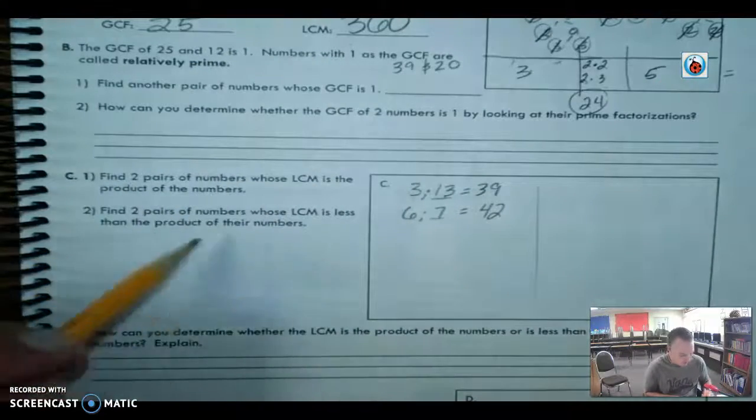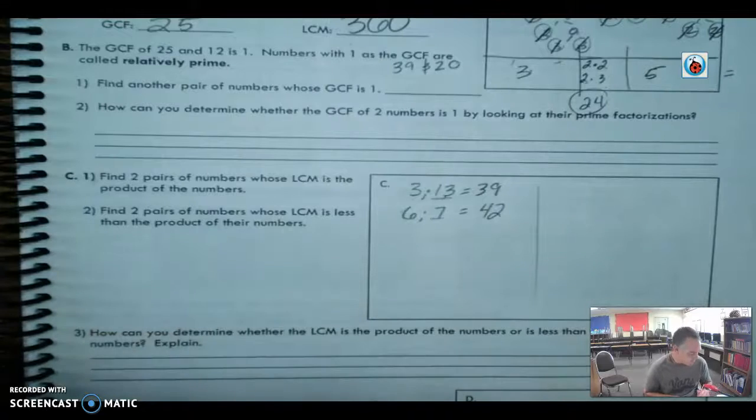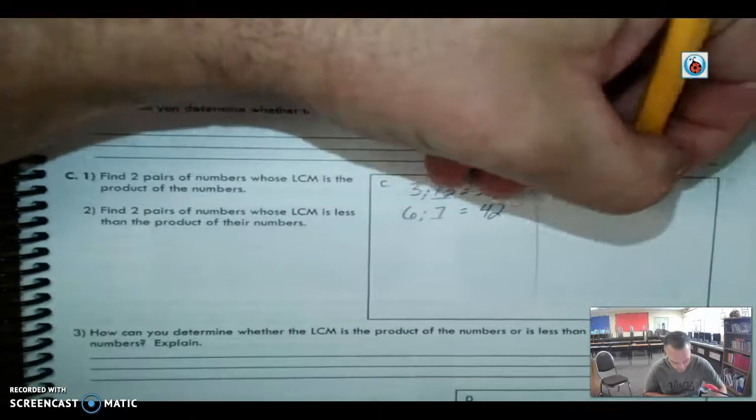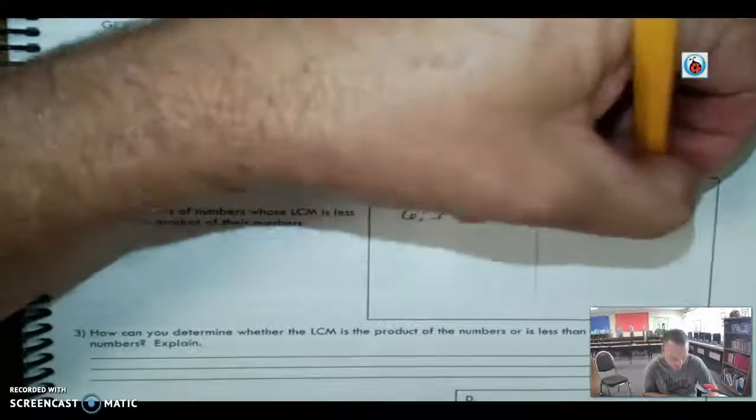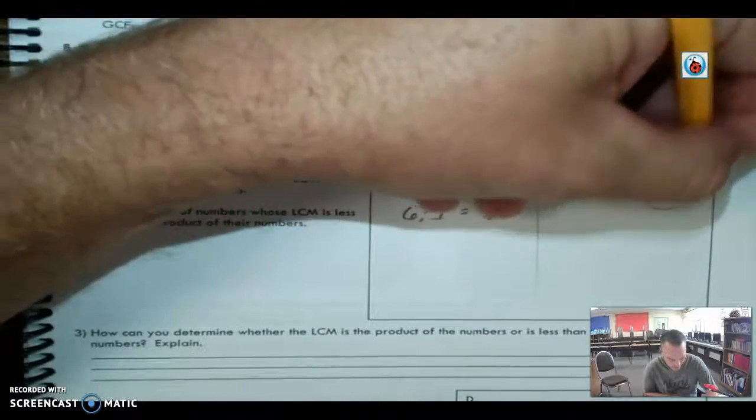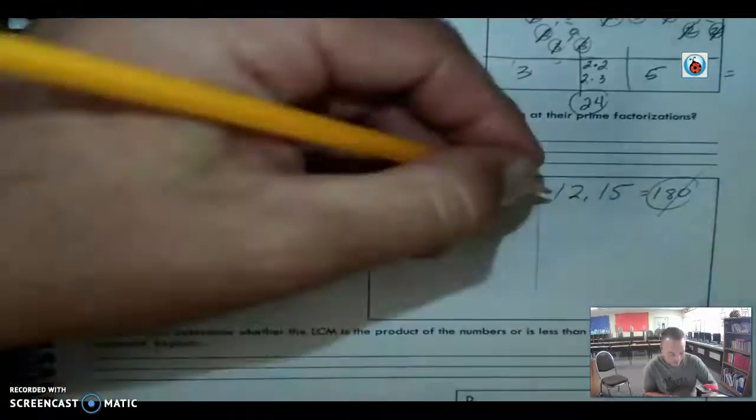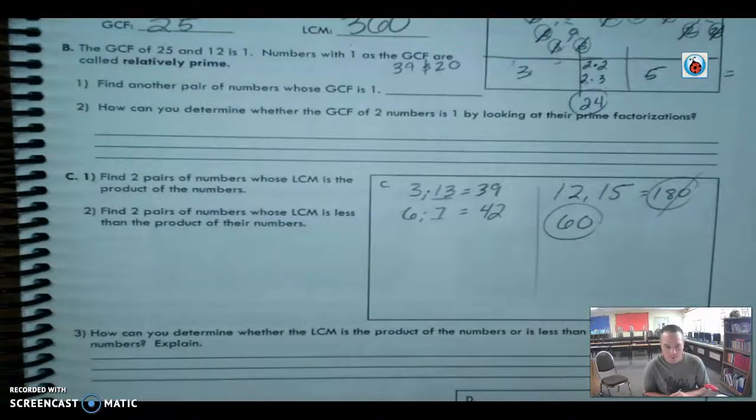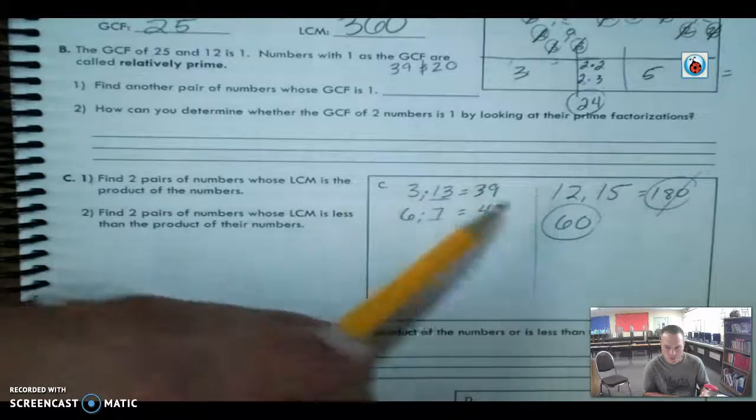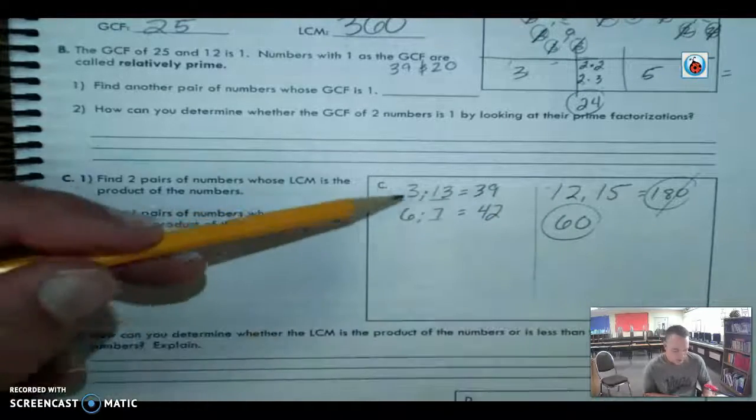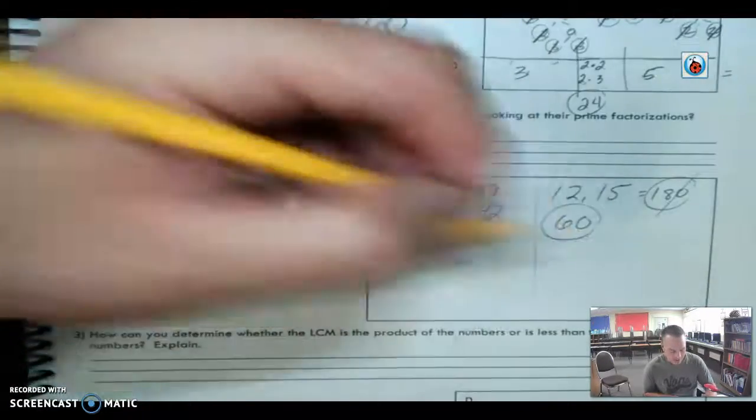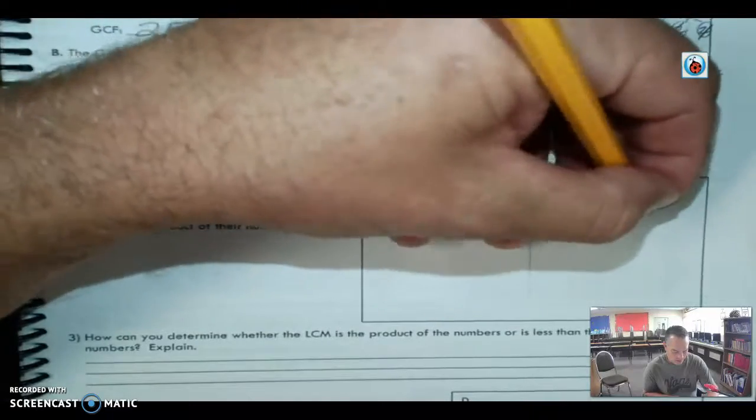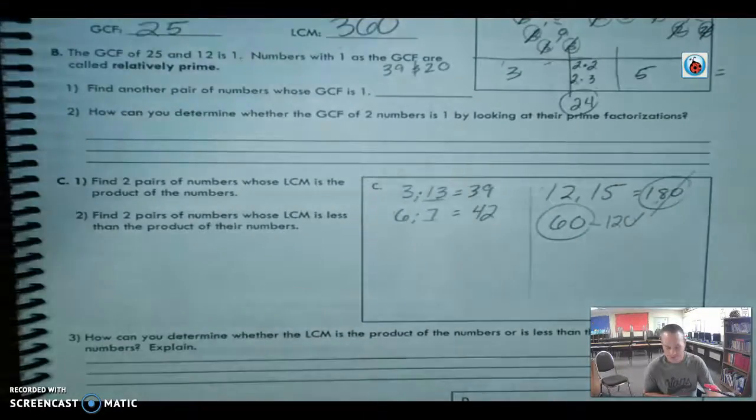Now, if I think about two numbers that have an LCM less than the product of the numbers, like let's say 12 and 15, if I multiply them together, I get 180, right? That is not the LCM. The LCM for 12 and 15 is 60. So it's important that you don't always just multiply the numbers together. It does give you a multiple, but sometimes it's not going to give you the lowest. If you look, 60 is lower than 180. So even that way, it's too big.